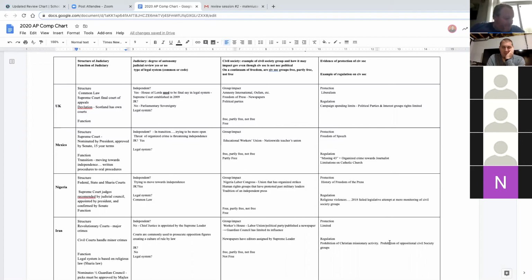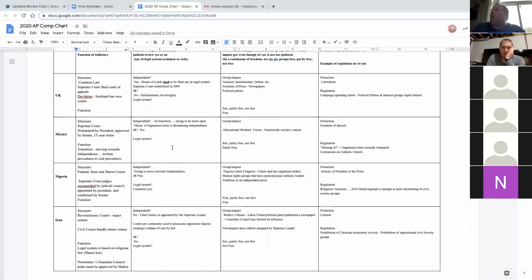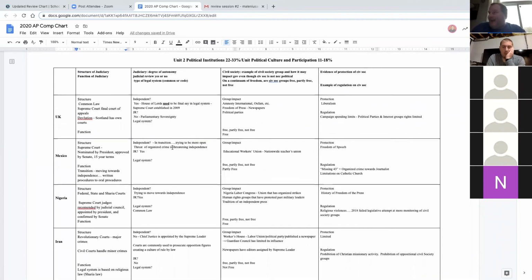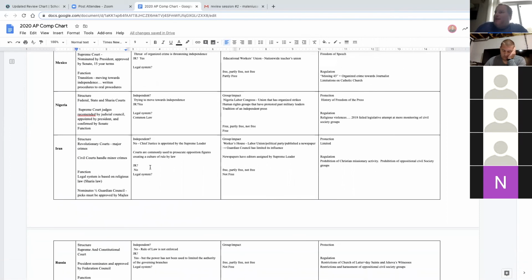Sorry about that. We have in the chart civil society. Next we have, is the court independent? This is a pretty hard one for me to answer. I think it's probably the hardest question ever for all of Unit 2. But I have listed whether their judiciary is independent or not.